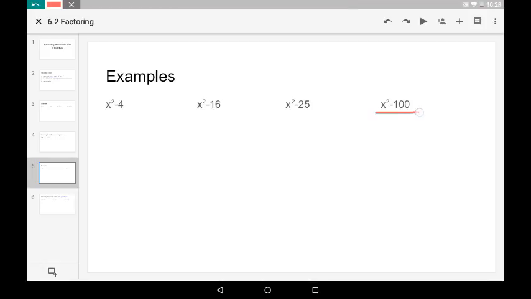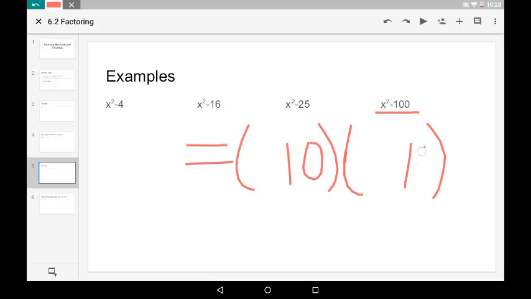And last example here, x squared minus 100. Well, the square root of 100 is 10. So our answer is going to be x plus 10 times x minus 10, because 10 times 10 is 100.